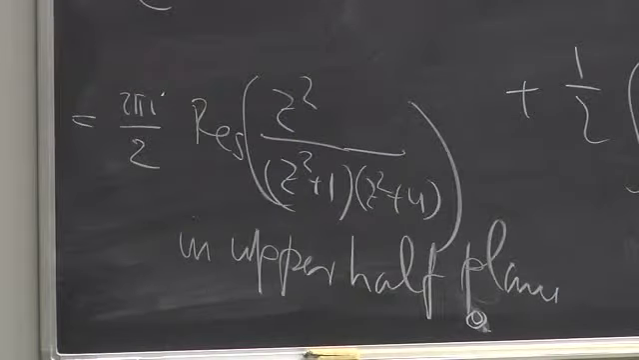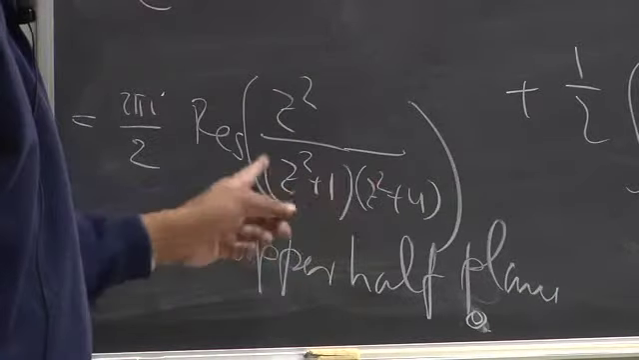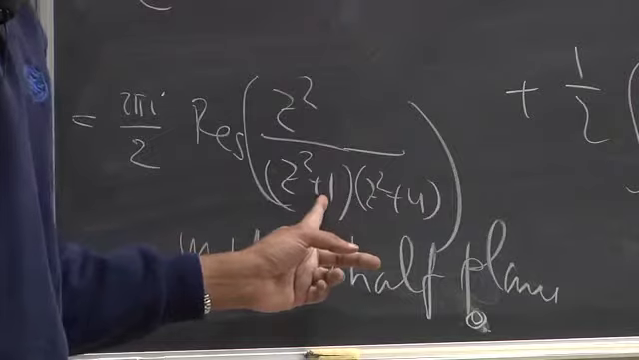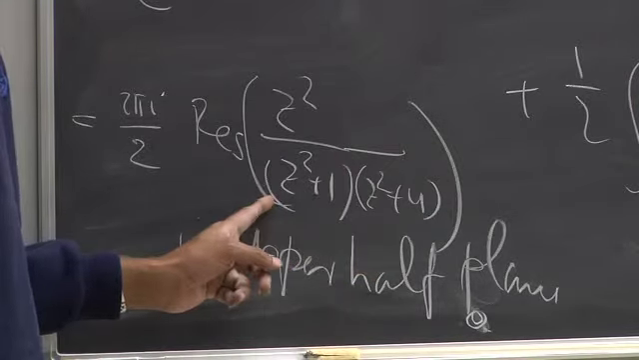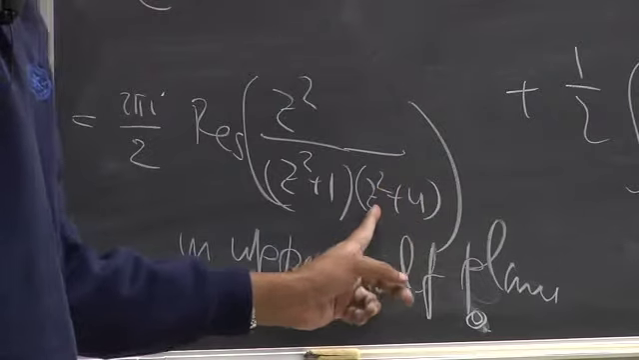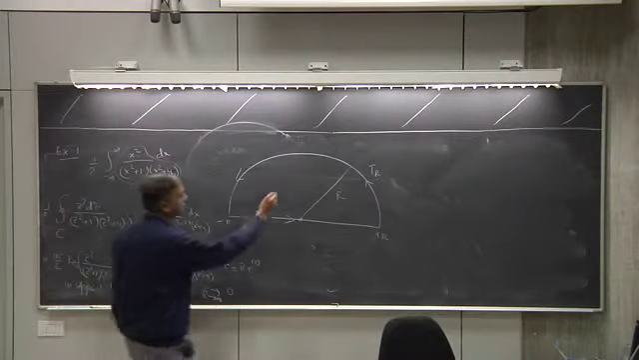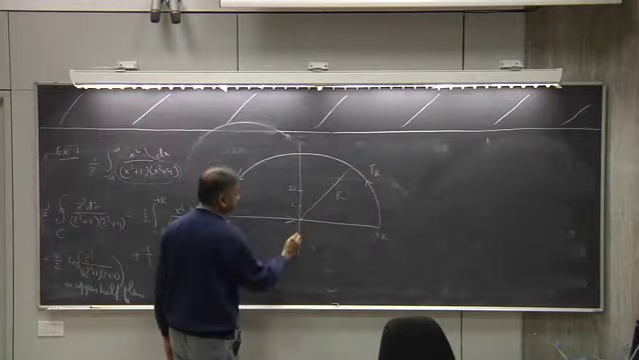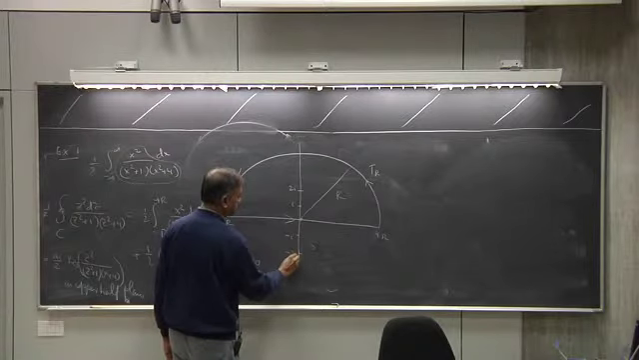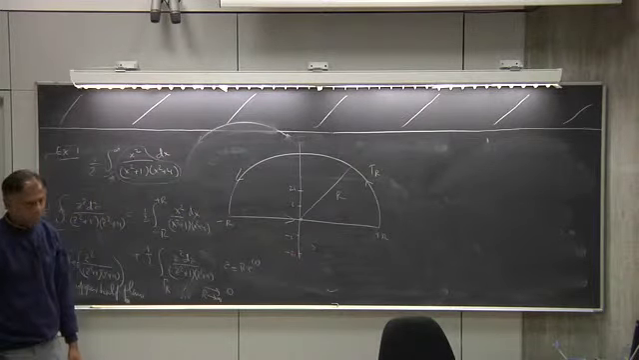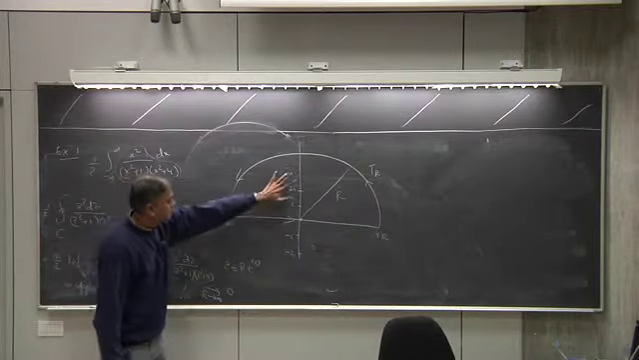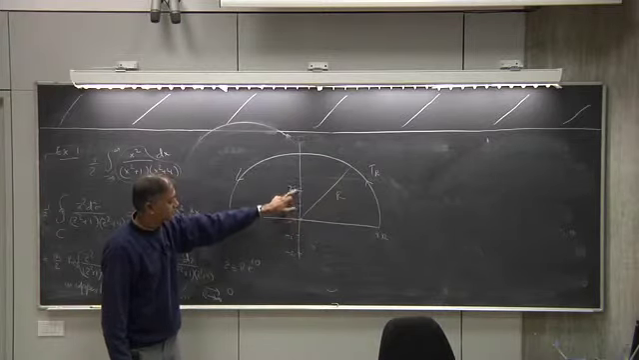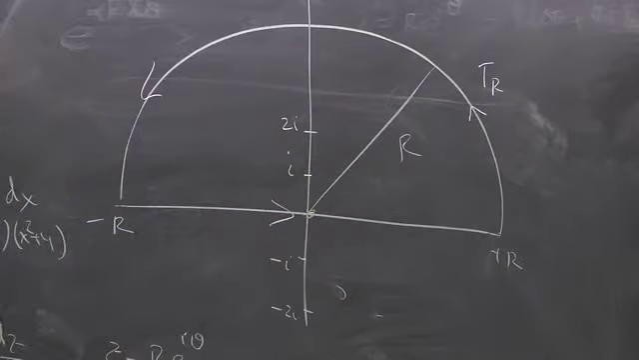Okay. So we basically have to look at the poles. Where are the poles of this? This has a pole at z equal to plus minus i, because this vanishes, and this vanishes at z equal to plus minus 2i. So the poles are on the imaginary axis at i, 2i, minus i, and minus 2i. These are the poles. So since we are looking at the residues for the poles which are inside this, the only relevant ones are these two. Okay.